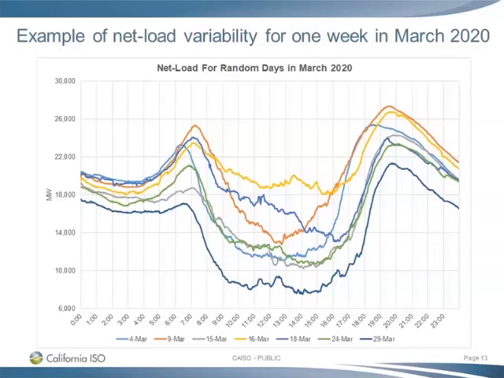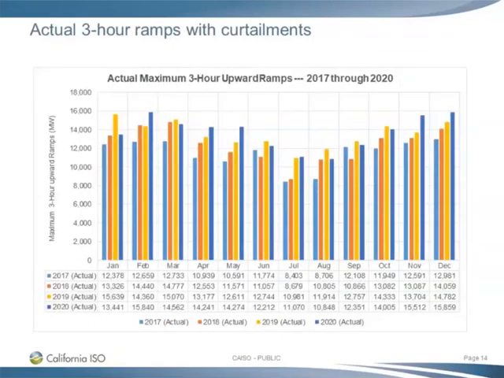So slide 14 shows the actual maximum 3-hour ramps that we saw from 2017 through 2020. And the takeaway here is really, typically you see an increase. And so in 2020 we saw an increase, which is blue, almost every month except January. And we talked a little about January, but typically this is what you see. And again, these are actual 3-hour ramps.